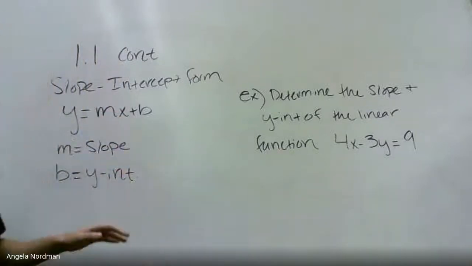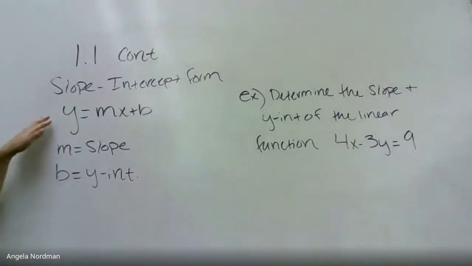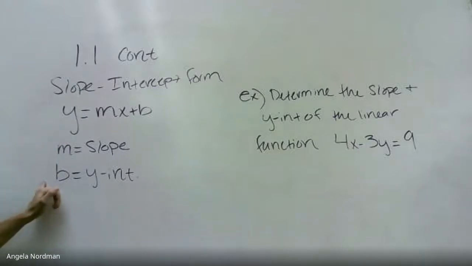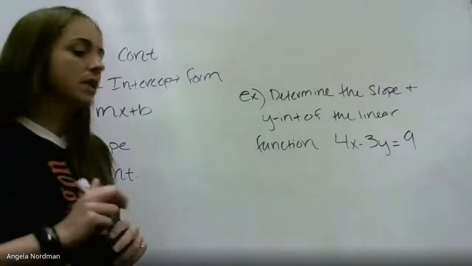Instead, now we're dealing with a slope and a y-intercept. In this equation, y equals mx plus b, the m is going to be the slope and the b is going to be the y-intercept. Okay, so we're going to start right away with an example.